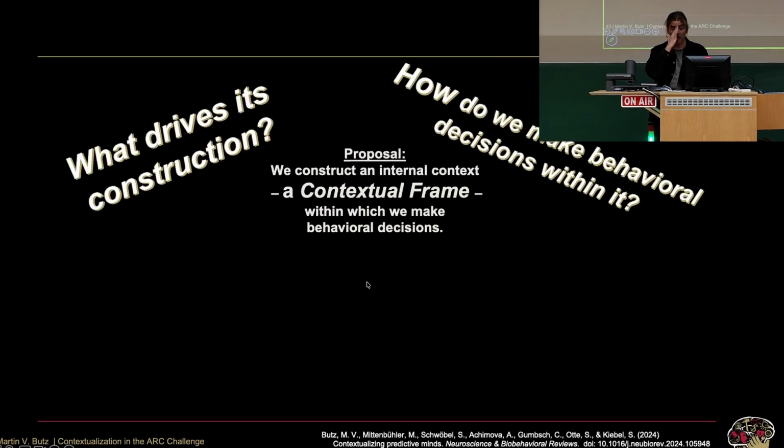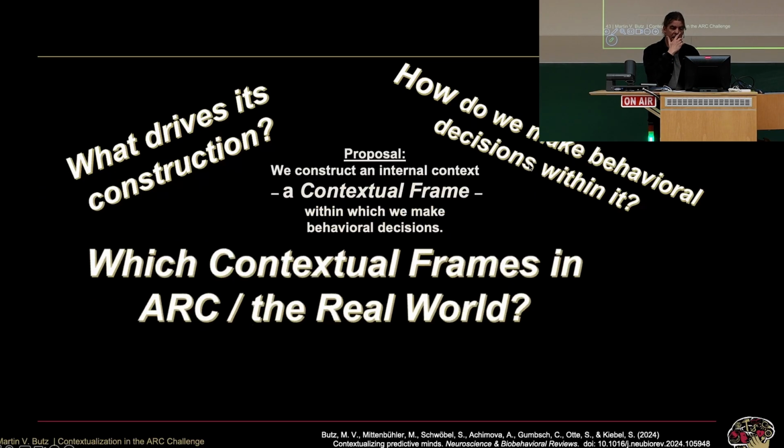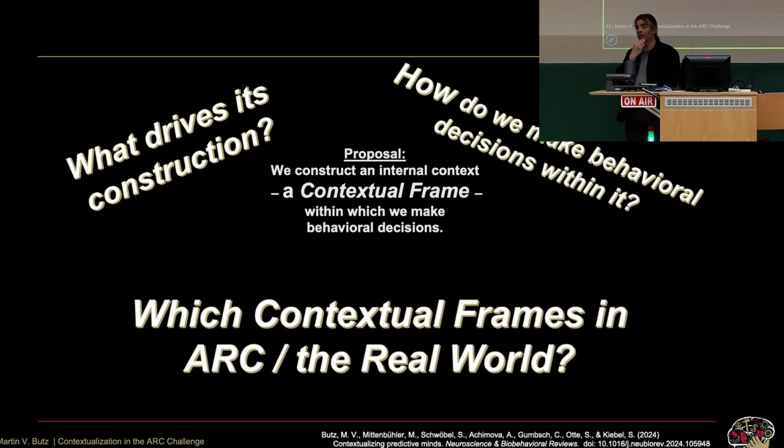So I hope this gave you an impression of how this may work on the contextual frame side and what drives the construction, the minimization of surprise, in this hierarchical four-level structure. How do we make behavioral decisions within it? Well, by estimating goal-directed posteriors. But now, what does this all have to do with the ARC and the real world?